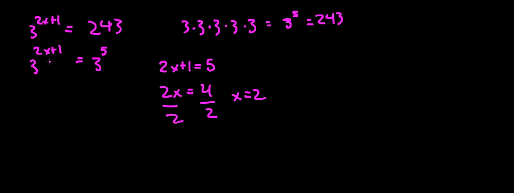And if I put 2 in here, it's easy to see that 2 times 2 is 4 plus 1 is 5, so we have 3 to the 5th. And then we have both of these sides equal to each other. So this is the answer.